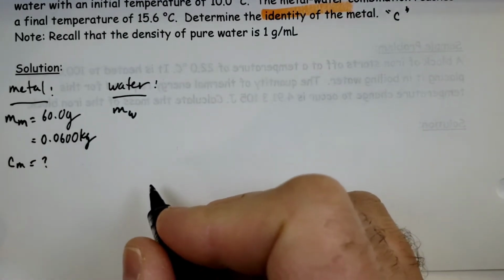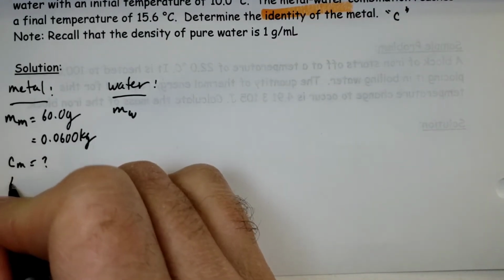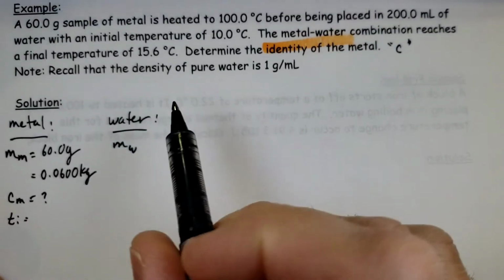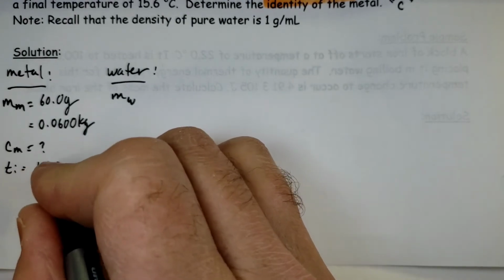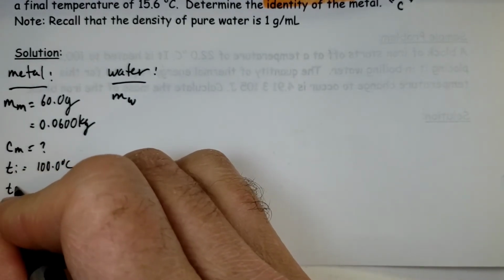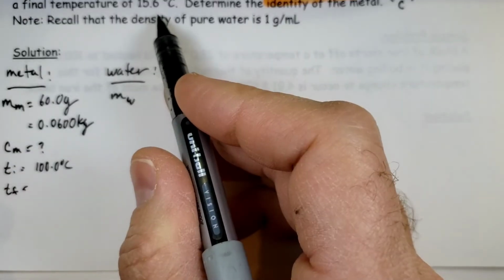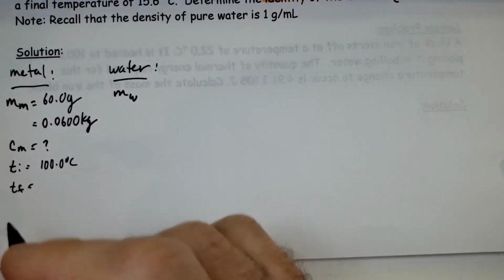The specific heat capacity, as it pertains to the metal, that was a question mark. I don't know what it is. That's what I'm going to be figuring out. T initial, the initial temperature of the sample, was 100. And when it's combined with the water, it reaches a final temperature, I was told, of 15.